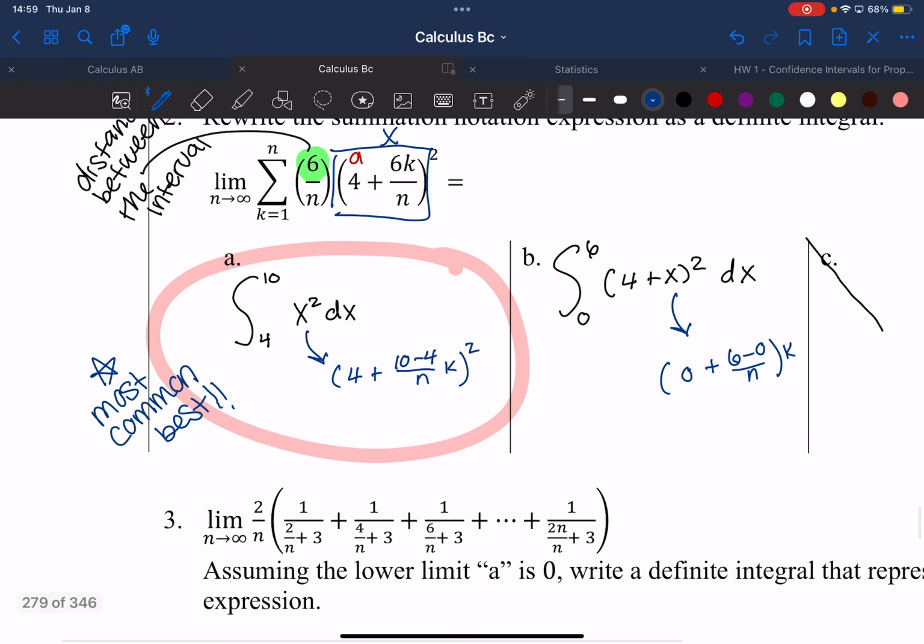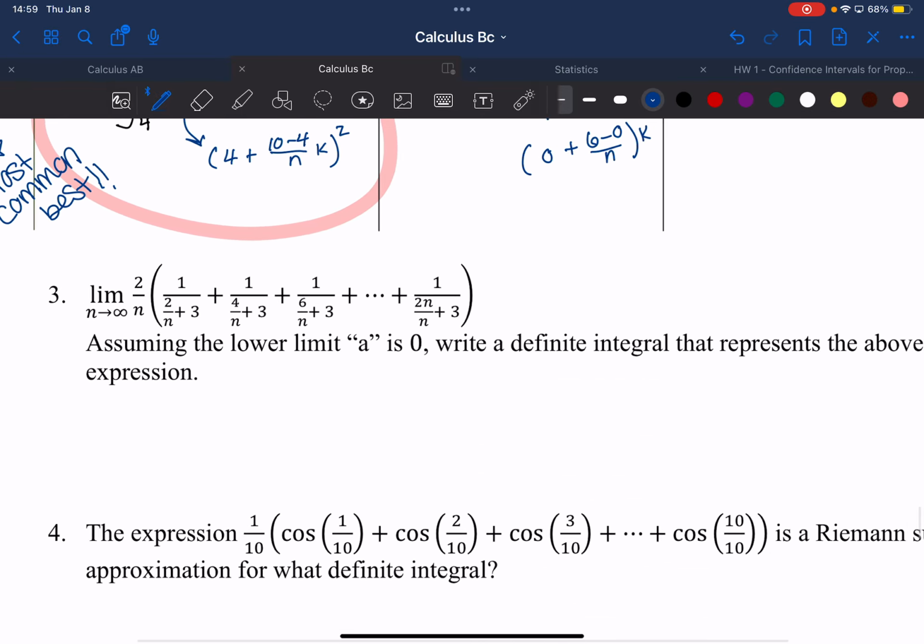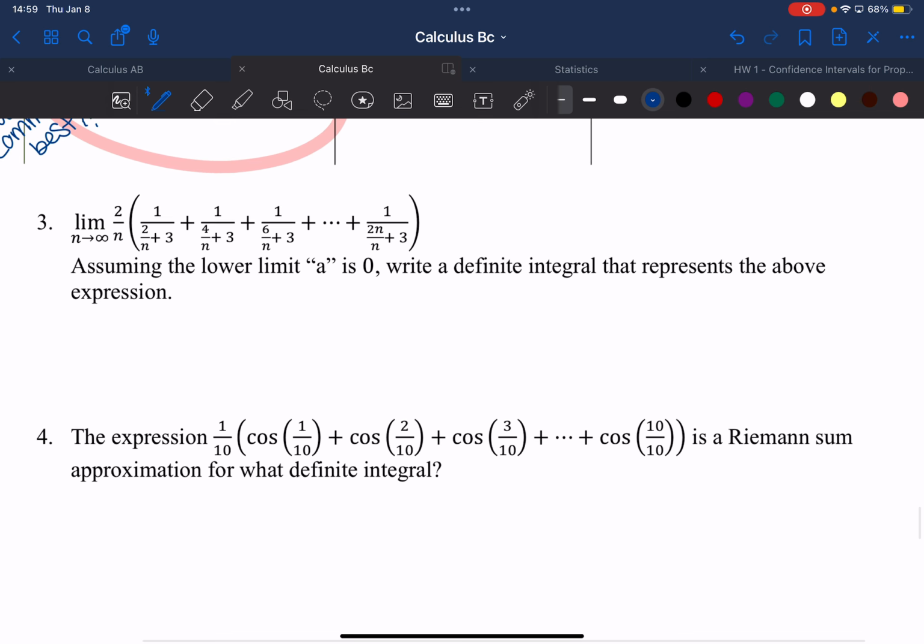Okay, number 3. Number 3 gives us a limit, and it says, assuming the lower limit a is 0, write a definite integral that represents the above expression. So now we're not able to choose our a value. It is given to us, and they said our a value is 0. So writing my integral, I know it has to start with 0.